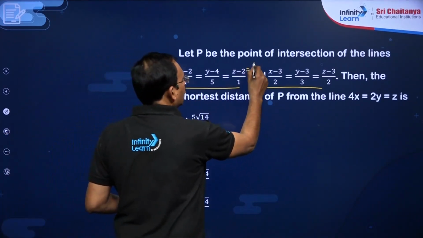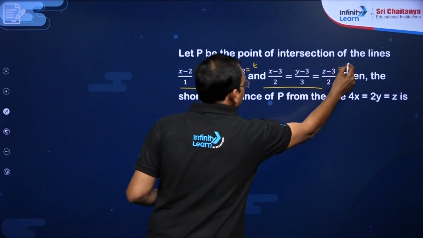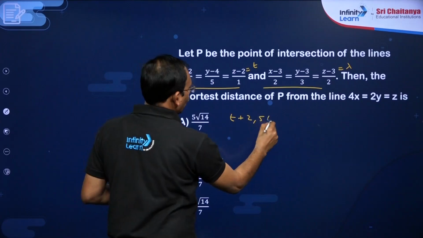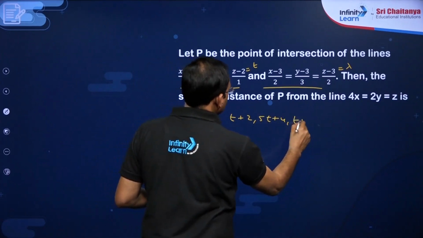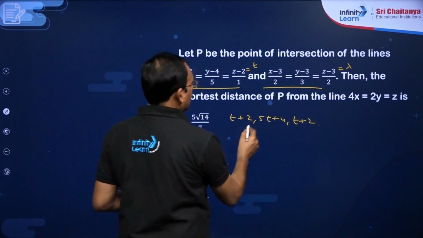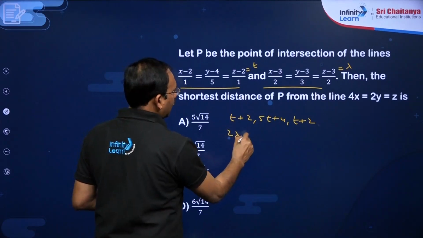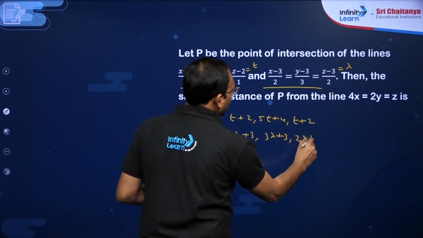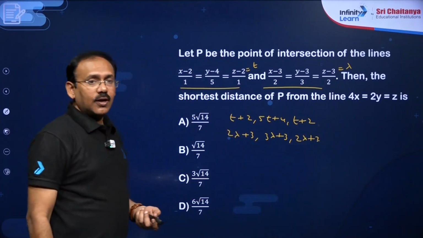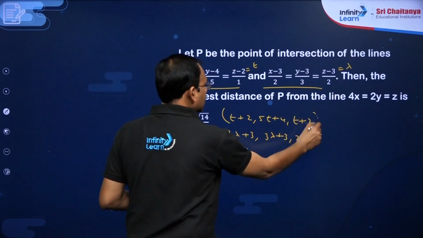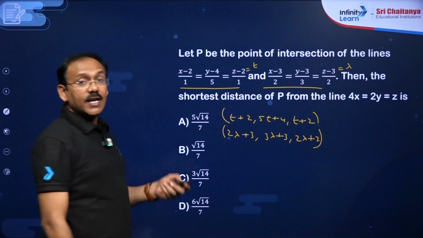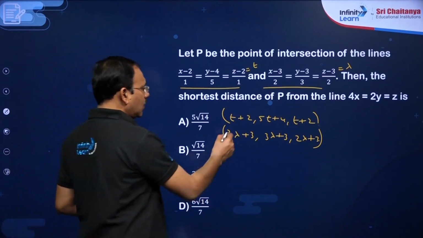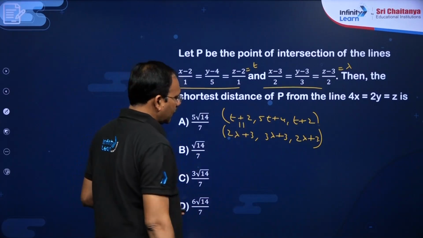Suppose you take it as t, and suppose you take it as lambda. Write the general point: t plus 2, 5t plus 4, this is t plus 2. And here with lambda, this is 2 lambda plus 3, 3 lambda plus 3, 2 lambda plus 3. So, this is any general point on the first line, and any general point on the second line. If they intersect, for some lambda and t, these two must be the same. You equate these two, my dear friends, what will you get?